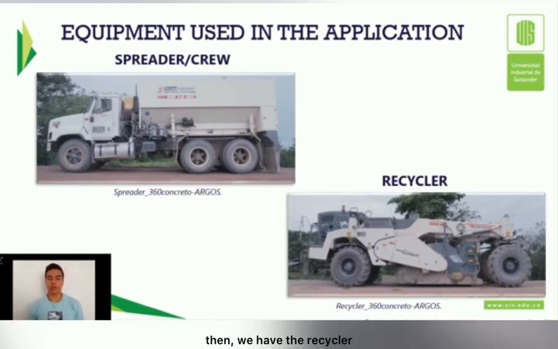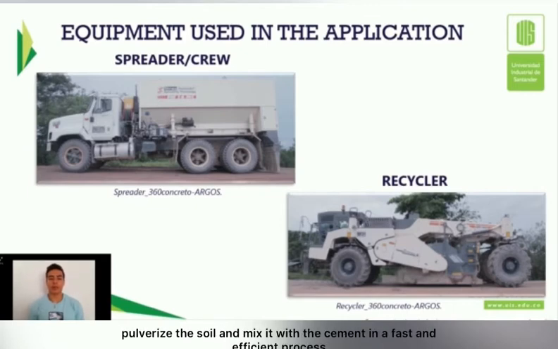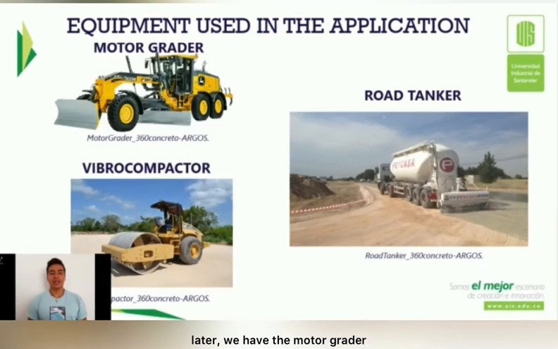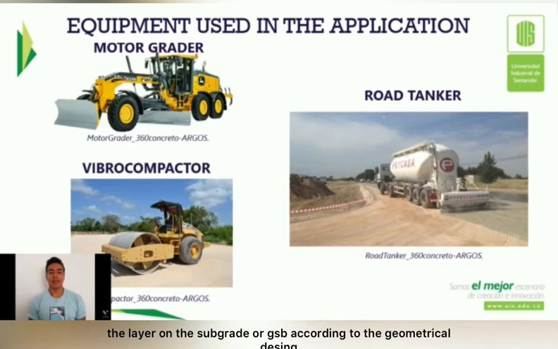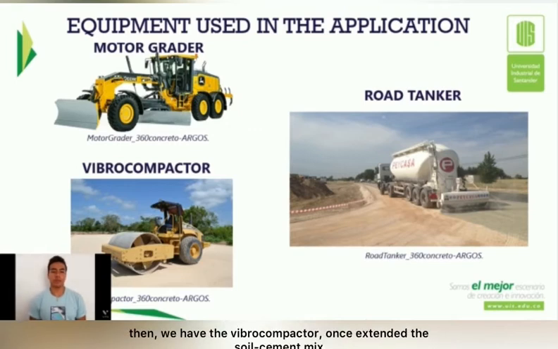Then we have the recycler. The function of this machine is to pulverize the soil and mix it with the cement in a fast and efficient process. Later, we have the motor grader. This machine is responsible for spreading the mixed soil cement and extending it in the layer of the subgrade or GSB according to the geometrical design.